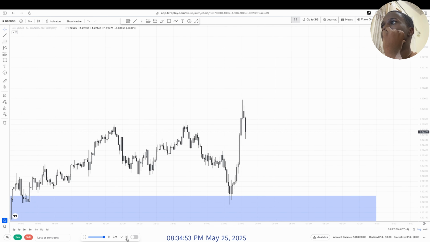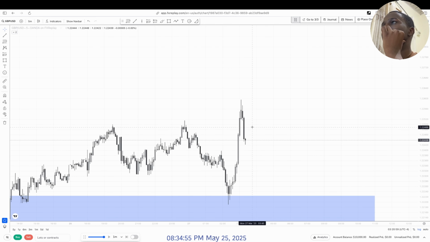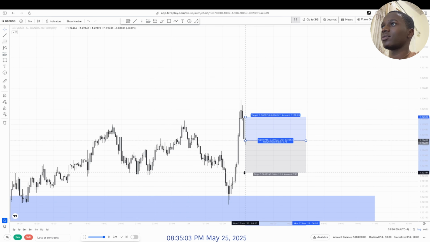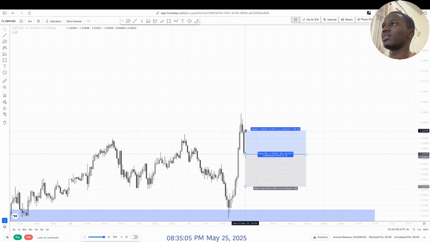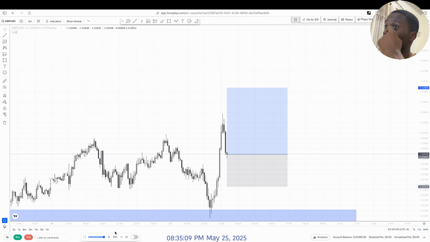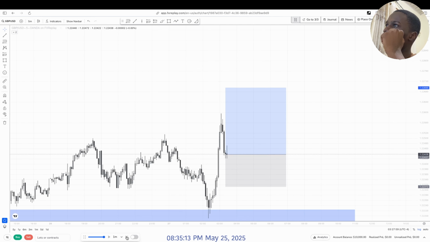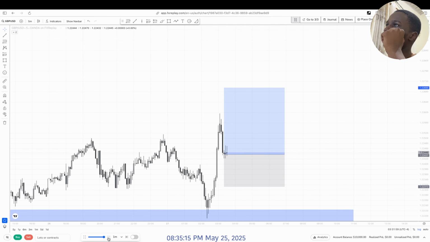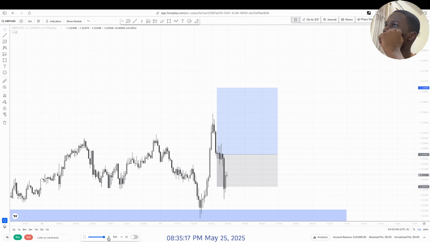It gets retested, and also tests the second one, this one right here, which was created before the open, which means you can enter on this one. I waited so that you can minimize the length of the stop loss, because that would be a really big stop loss. So let's see if it plays out. So we end up getting stopped out.